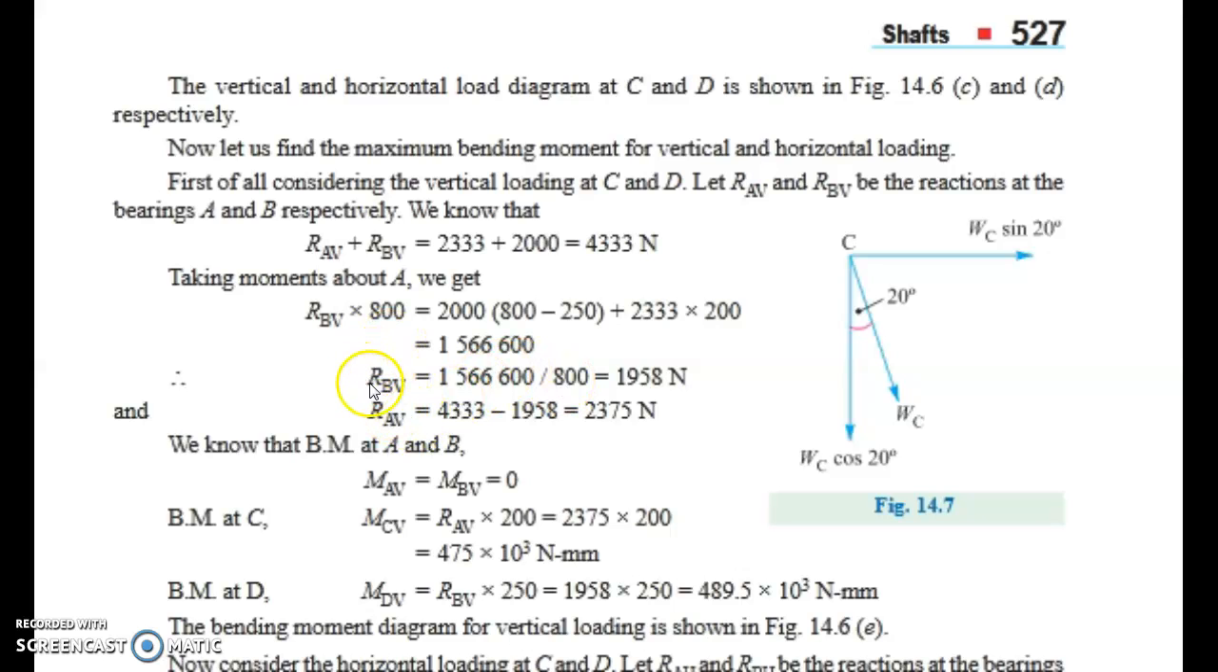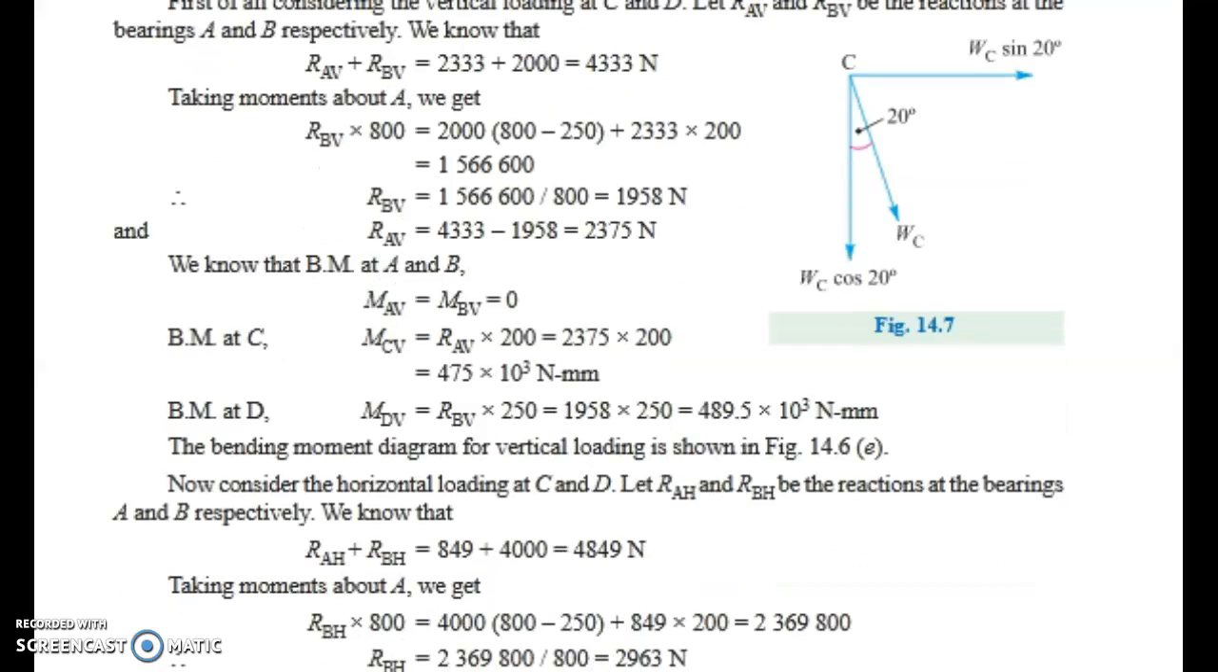Or if we use this value RBV, we can find RAV. What is that? RAV is equal to 2375 Newton. And now we can take the bending moment. The bending moment at points A and B is 0, because there is a bearing.